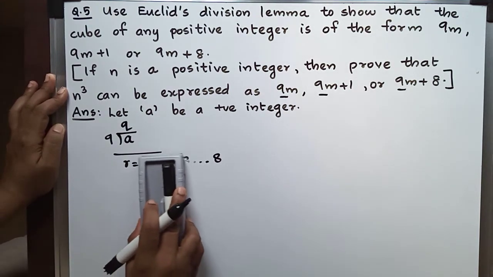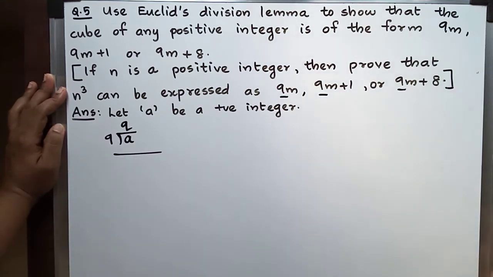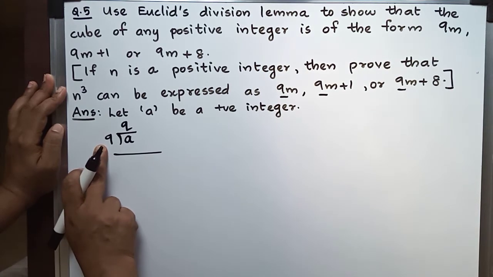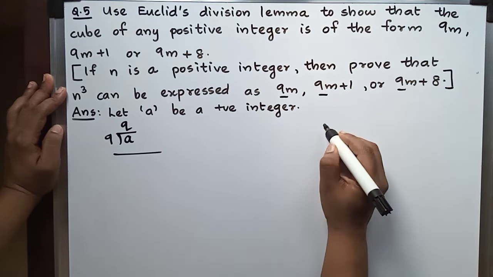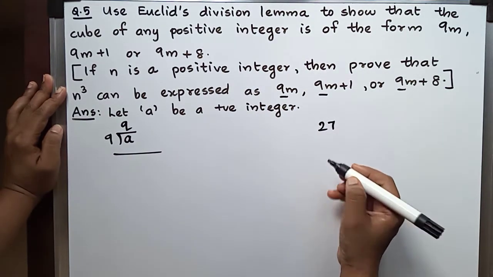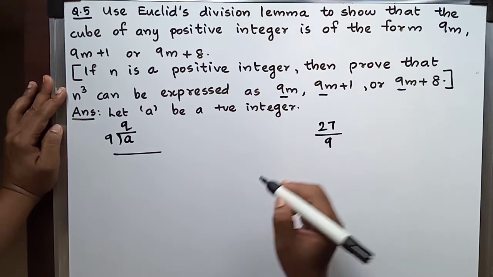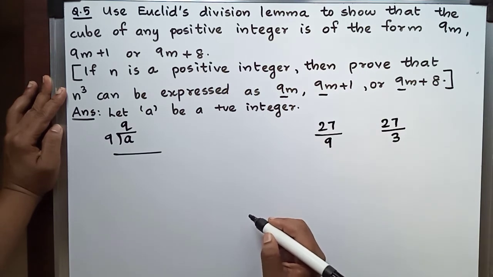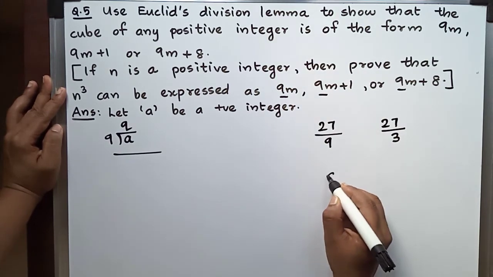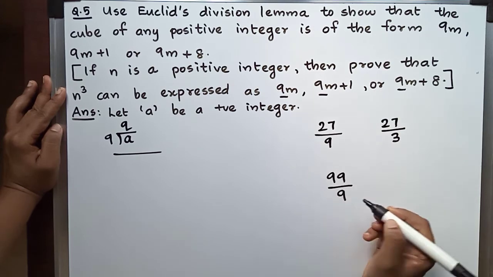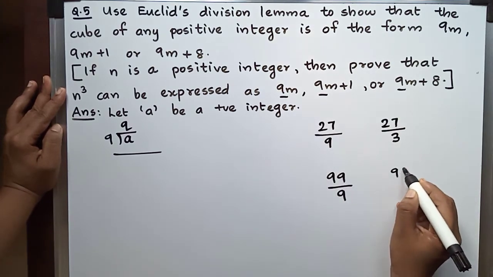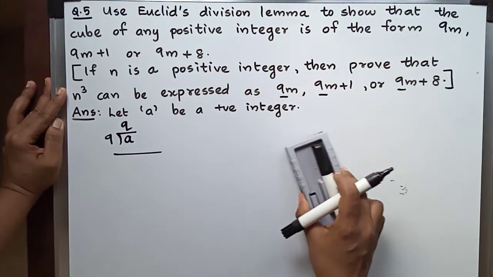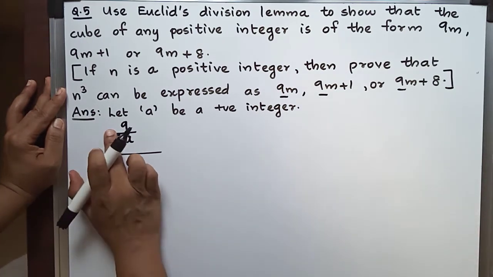So what will we do? See, a number which can be divided by 9 can also get divided by 3. See, 27, let us take as an example. 27 can be divided by 9, right? 27 can also be divided by 3. Another example, 99 can be divided by 9. 99 can be divided by 3 also. So what is the best option here? Let us divide this a by 3.